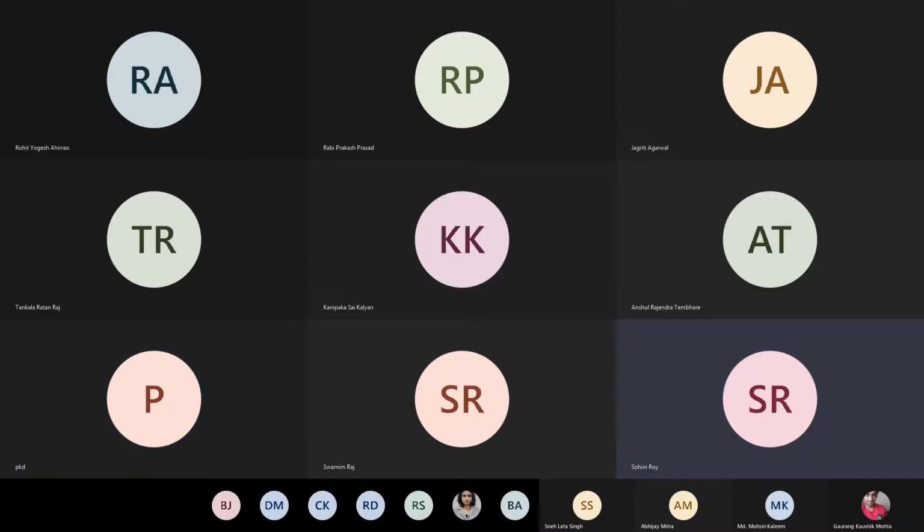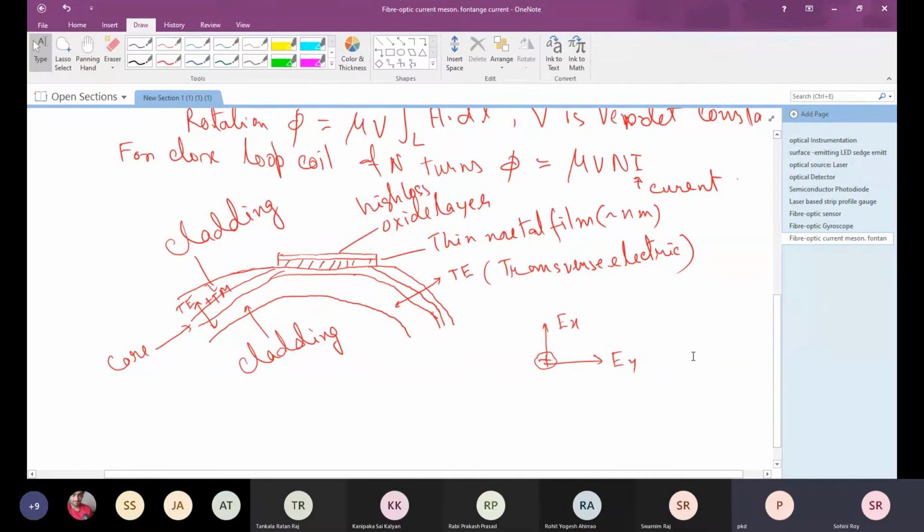So propagation is along which direction? Propagation direction in this optical fiber, of course, is through the core. Okay. And along the cross section, there are two fields, magnetic field and electric field. Now, if the electric field is perpendicular, then it's transverse electric and transverse magnetic field.